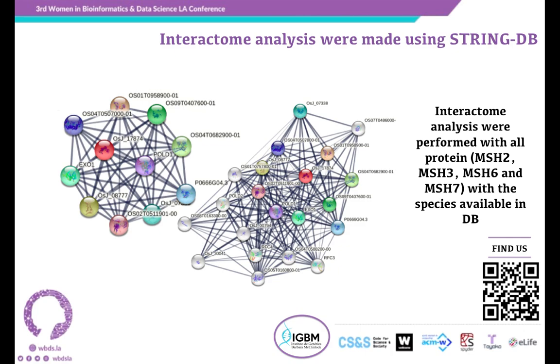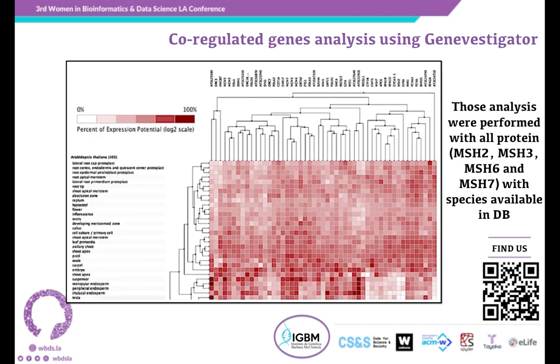Interactome analyses were performed with all proteins MSH2, 3, 6, and 7, with the species available in STRING database. This is a co-regulated genes analysis using Genevestigator. These were made for all proteins from Arabidopsis.